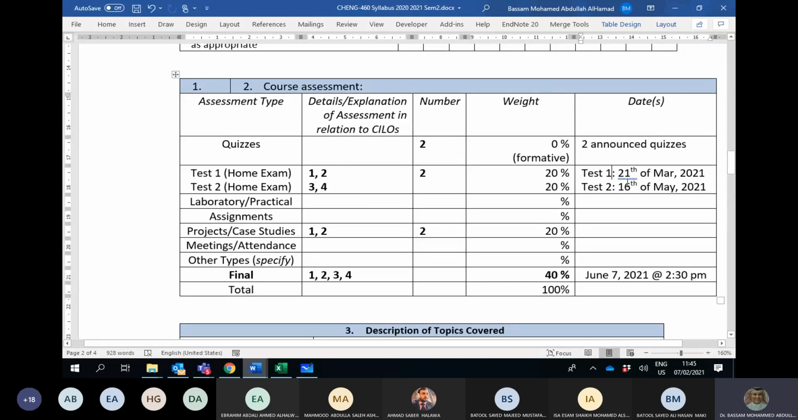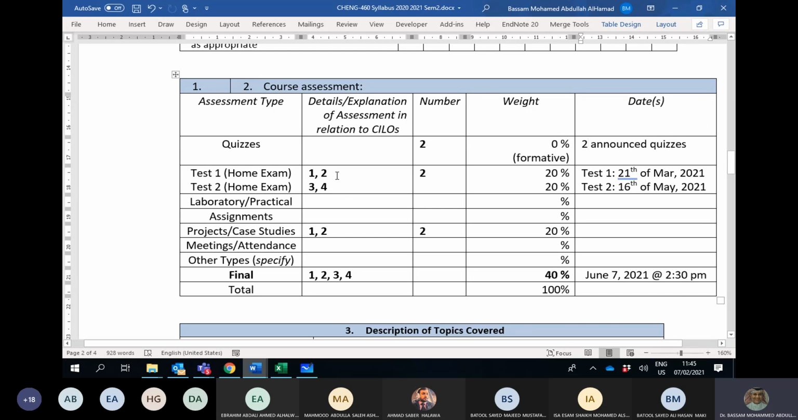Now coming to the part that you always ask for. I was planning to have quizzes. However, these quizzes are going to be formative. That means you will have no percentage, and they will be fun quizzes using the quiz.com online.